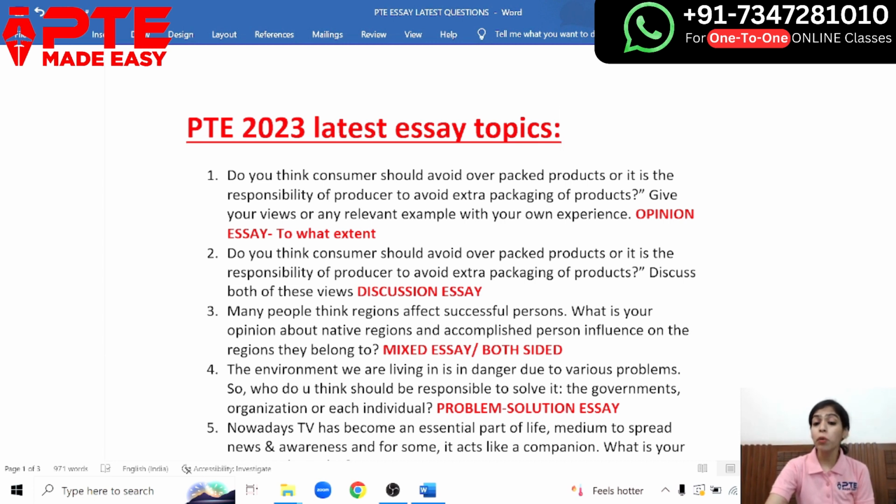Do you think consumers should avoid overpacked products, or it is the responsibility of the producer to avoid extra packaging of products? So clearly they are giving you two different situations. They are simply saying, do you think consumers should avoid overpacked products? So if a particular product is overpacked, consumers should avoid it, or it is the responsibility of the producer to avoid extra packaging. What should be done? So, give your views or any relevant example.